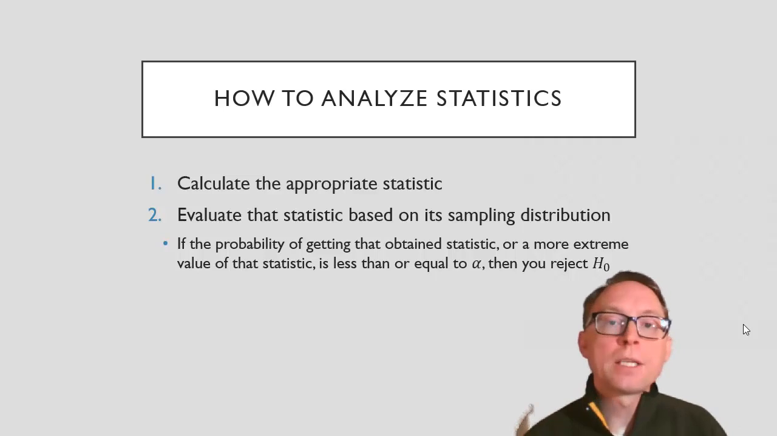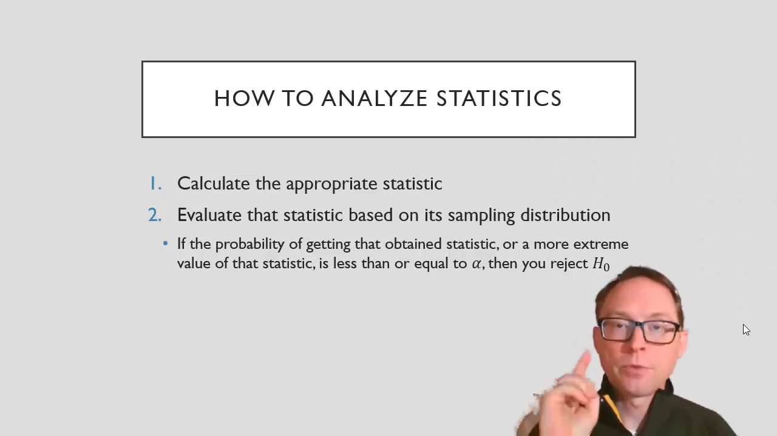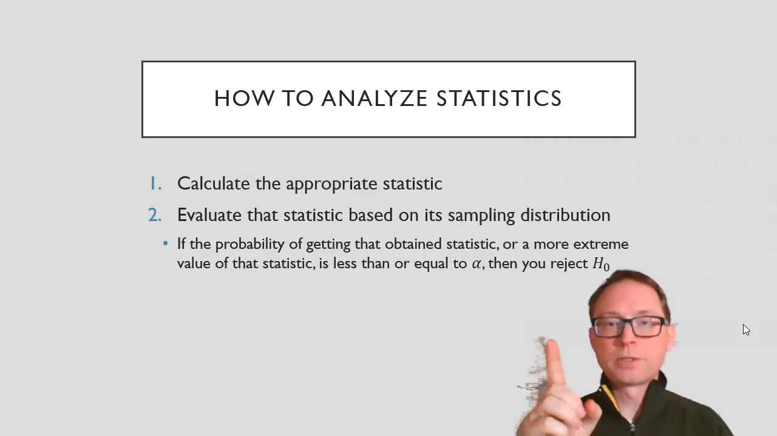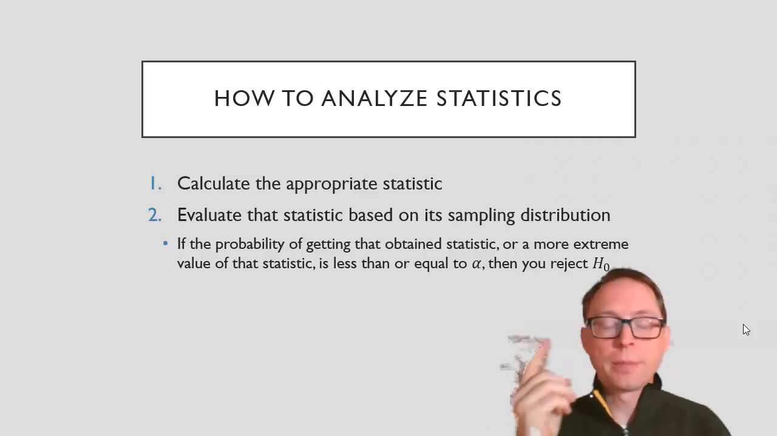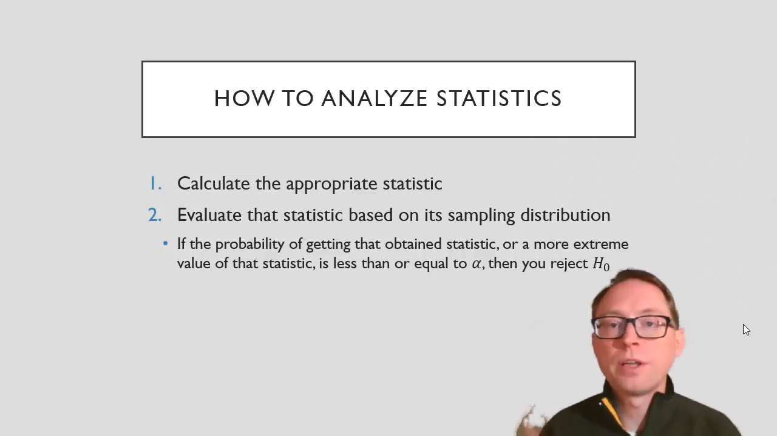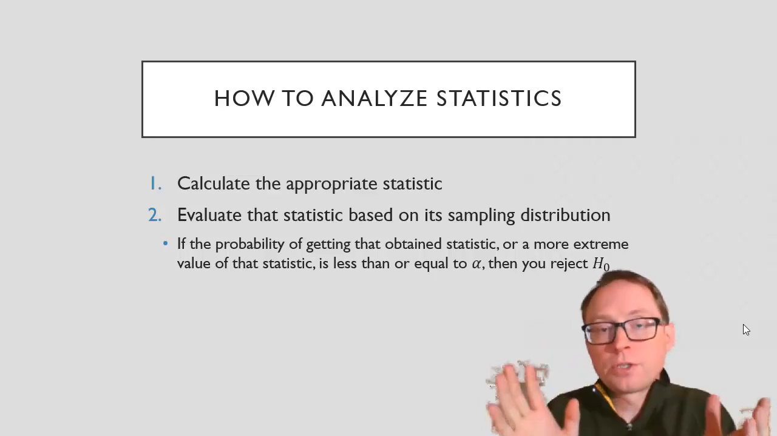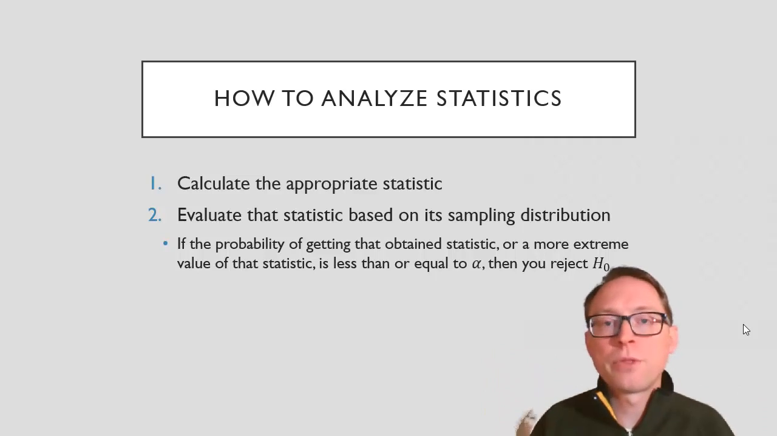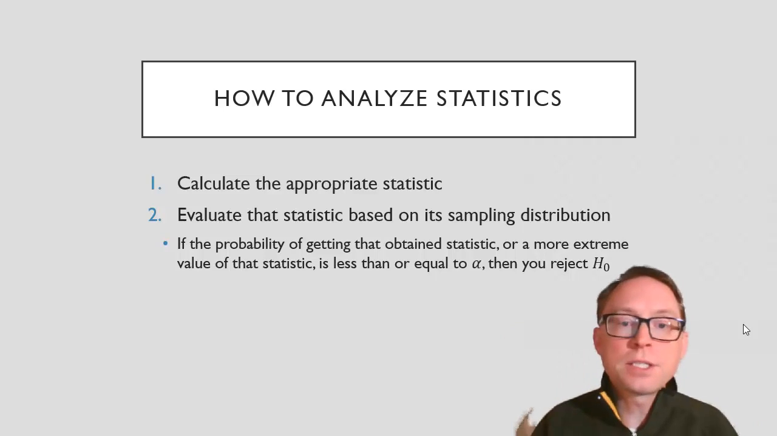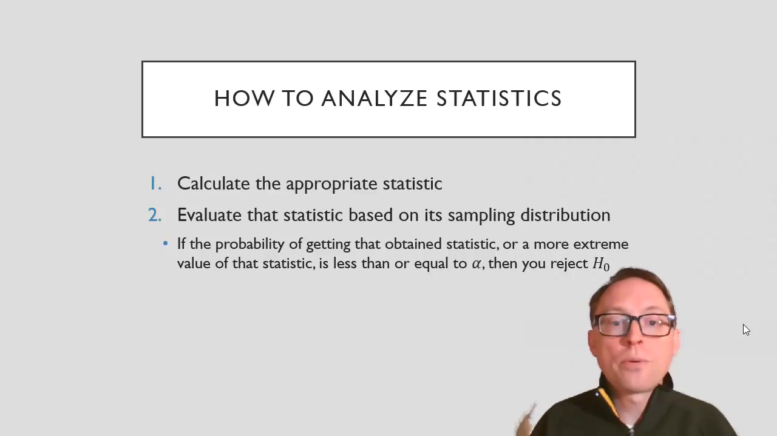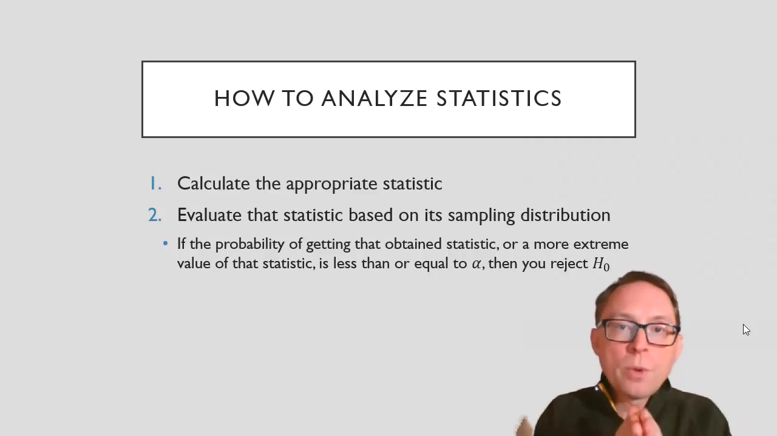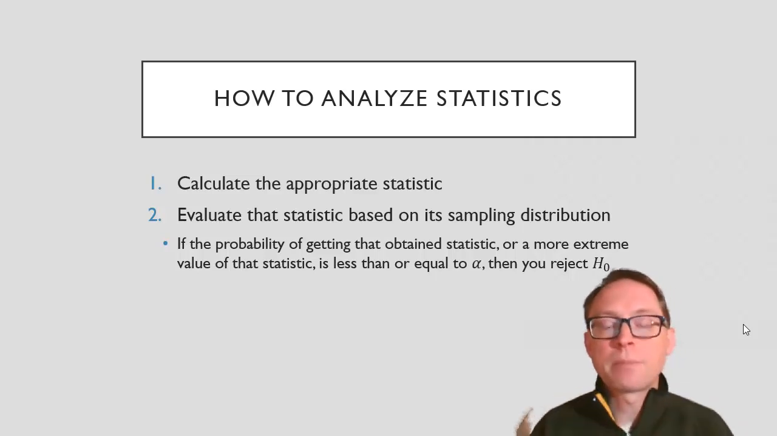So this is what we talked about last time, right? In order for you to analyze statistics, there's two steps. The first step is make sure you know what statistic you're supposed to run. Now this depends on whether it's categorical, continuous, how many variables you have, how many levels of the categorical variables, if you have those. And so we're going to practice those. Different ones have different things. Then step two is once you calculate that statistic, you got to figure out the probability of getting that on the sampling distribution. So you evaluate that statistic based off the sampling distribution.